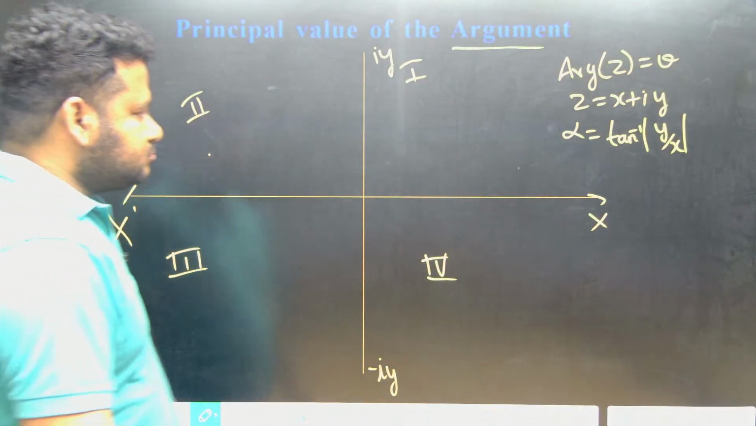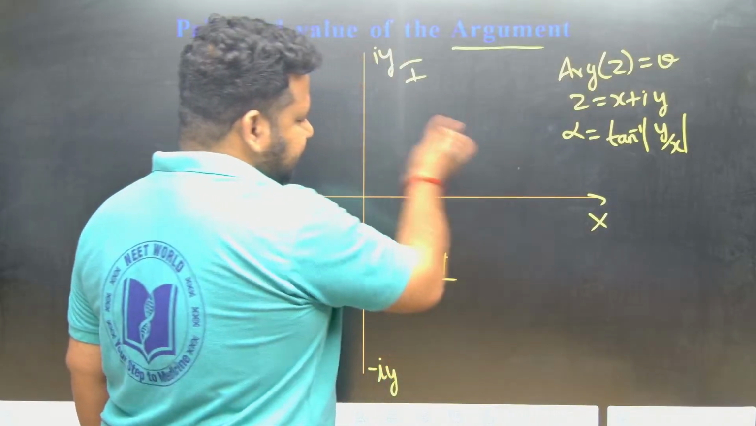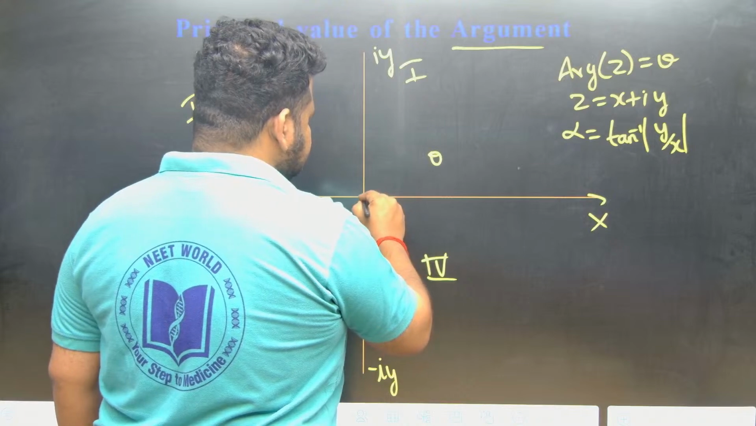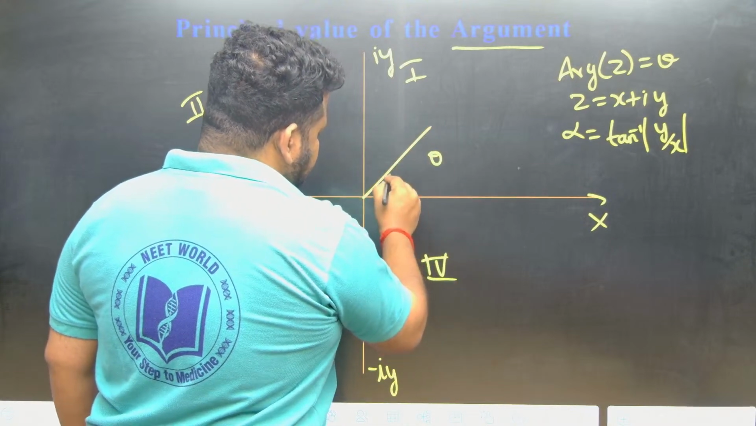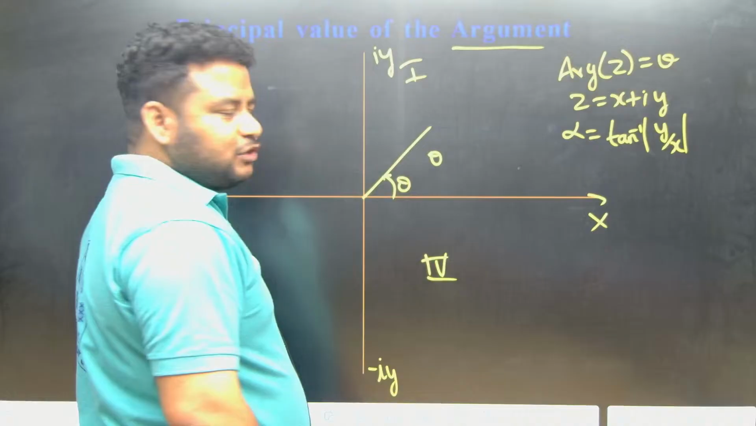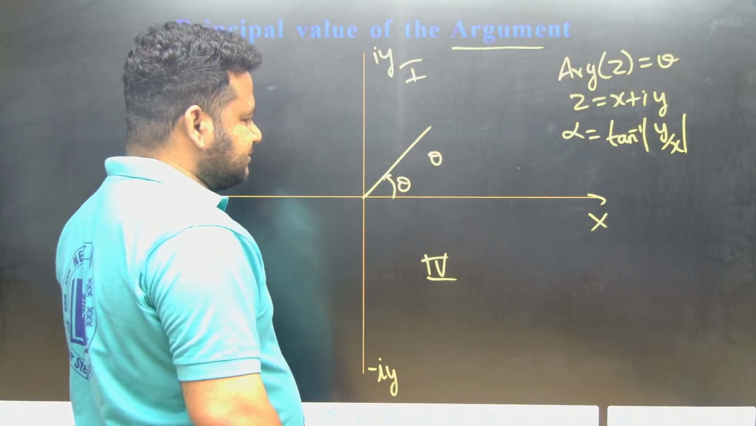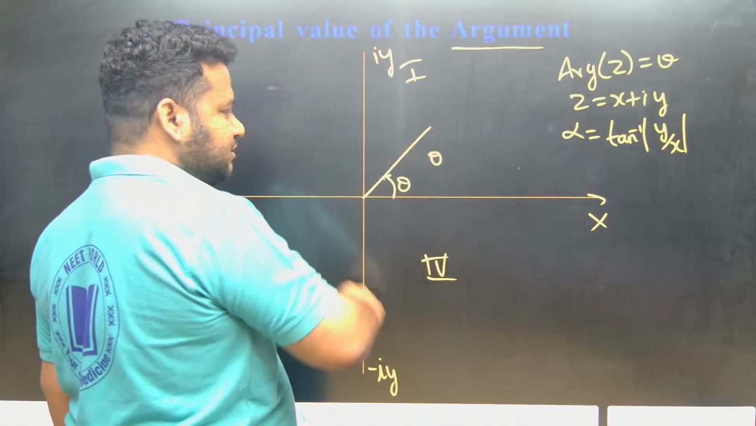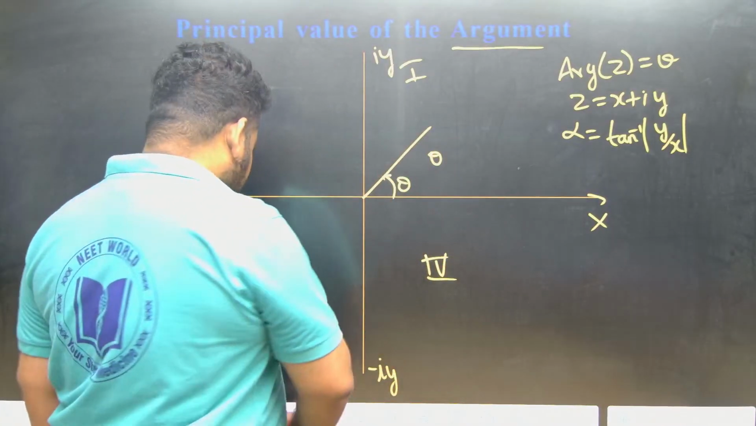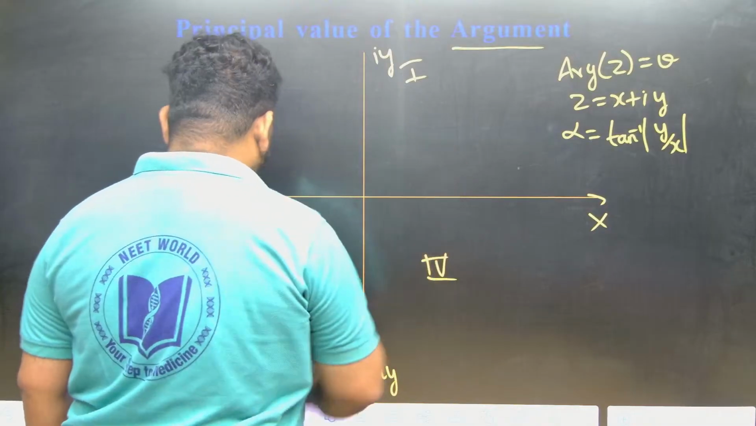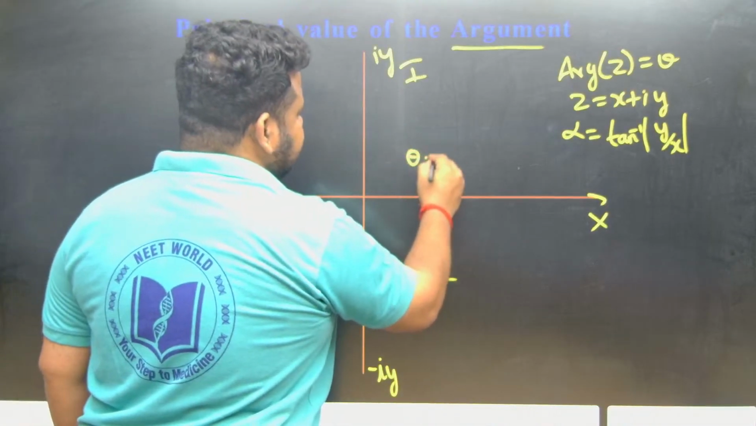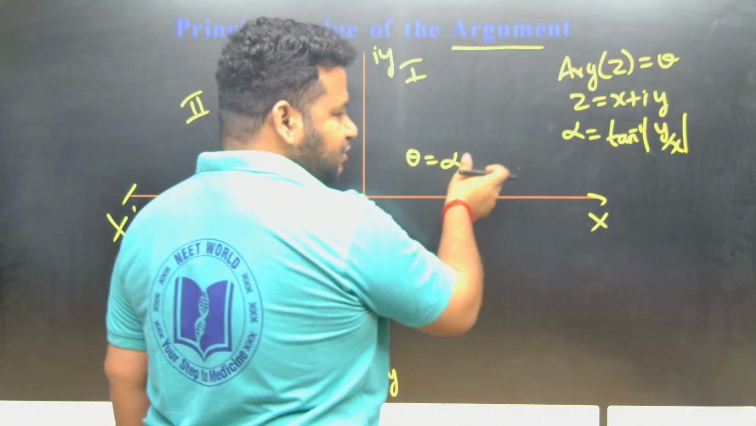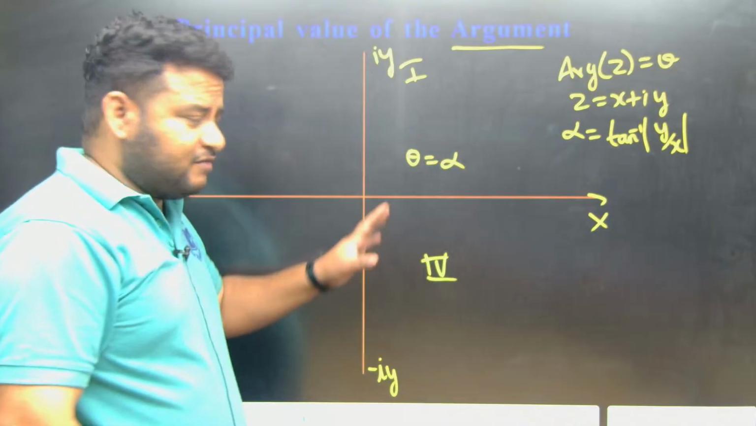Now suppose the complex number is located anywhere. What is the value of theta? Theta is the angle made by the complex number with the positive direction of x axis in the anti-clockwise direction. Now coming to each and every quadrant, what is the value of theta? Here in the first quadrant, theta is alpha. Theta will be equal to whatever value of alpha we get.